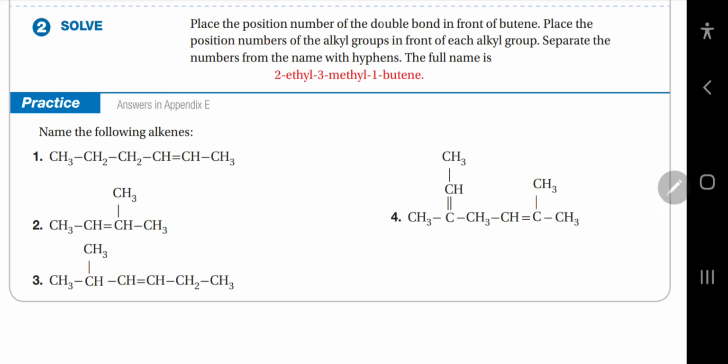I hope, guys, that you're going to solve these questions here to practice yourself the naming system for both alkanes and alkenes. And see you in our next lesson.